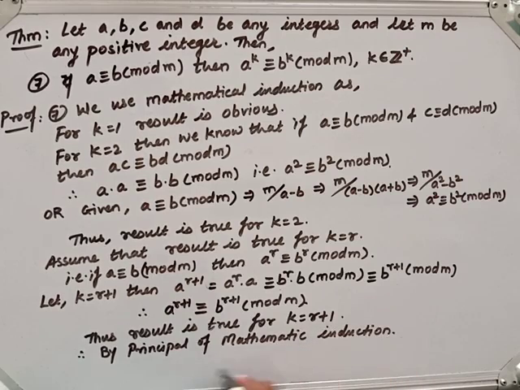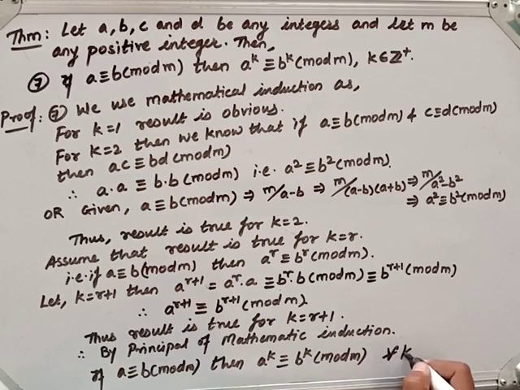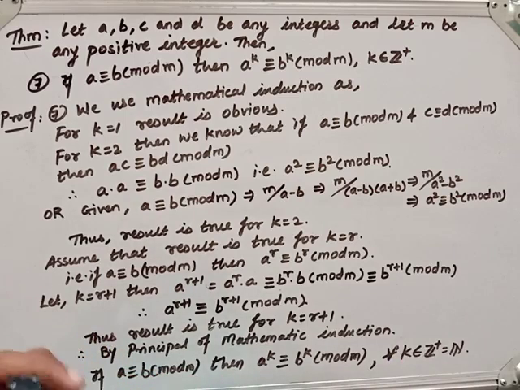what can we say? If A is congruent to B modulo M, then A raised to K is congruent to B raised to K modulo M, for all K belonging to the set of positive integers, that is nothing but the set of natural numbers, as the principle of mathematical induction can be proved for natural numbers. Okay. So here we have proved the basic properties of congruences.